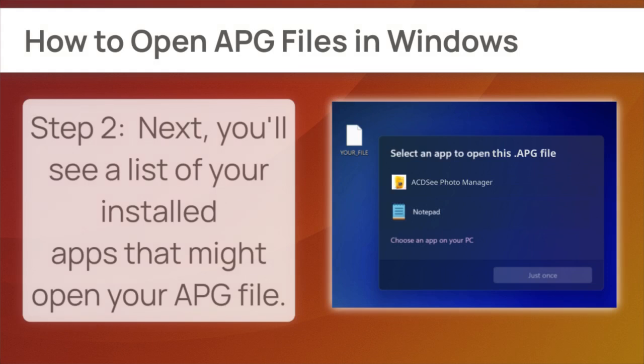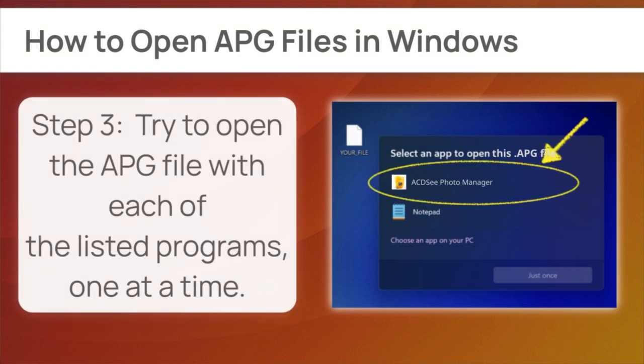Right-click your APG file and choose Open With. Test ACDSC Photo Manager first. If it fails, select another application. The right reader is in that list.